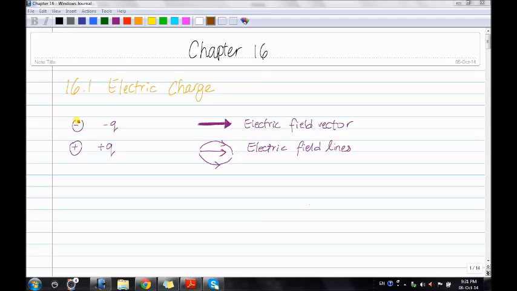So here we have a negative charge, which we could call negative Q. And then here we have a positive charge, which we call positive Q. And then this arrow is called the electric field vector, and here it's called the electric field line. So these are symbols that you may know.